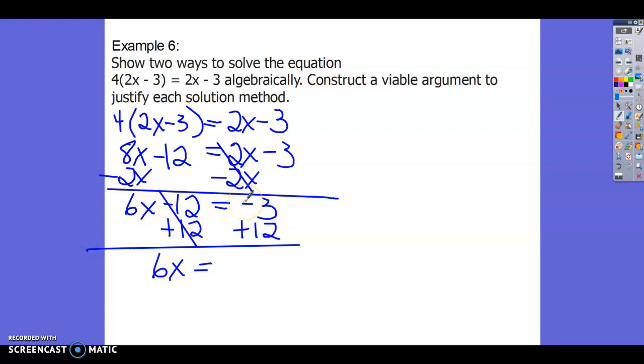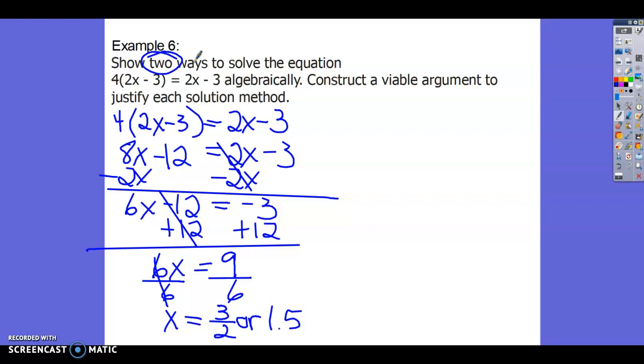Negative 3 plus 12 is positive 9. And then I'm going to divide both sides by 6. x equals 3 over 2 or 1.5. All right, it says show 2 ways to solve this equation algebraically. Construct an argument. Construct a variable argument to justify each solution method.